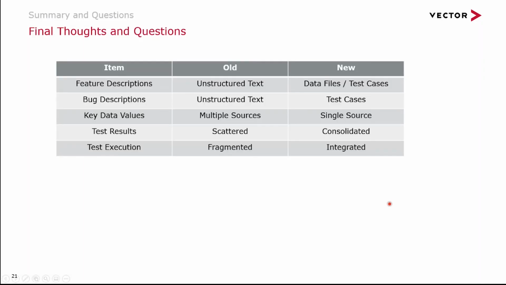So in summary, final thoughts. Let's get feature descriptions from unstructured text and moved into sort of data files and test cases. Same thing with bug descriptions. Let's extract key data values rather than having them kept in multiple formats and multiple silos. Let's get them into a single source that people can share the test results, rather than having them scattered among all the developers, all the testers, all the designers. Let's consolidate them into a single view. And then for test execution, let's get rid of the fragmented approach to test execution and have it all integrated into a nice, easy to use front end.